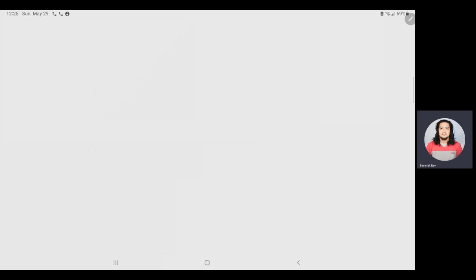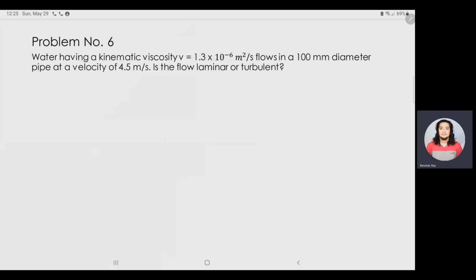Our part 2 of fluid flow measurements na problem solving. So here we have problem number 6.